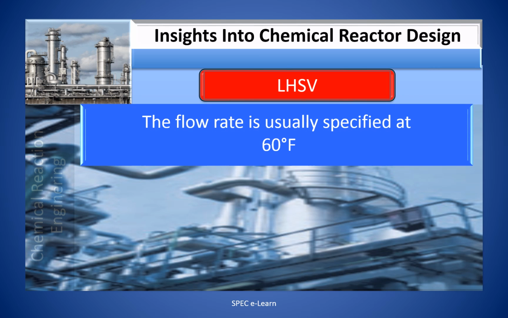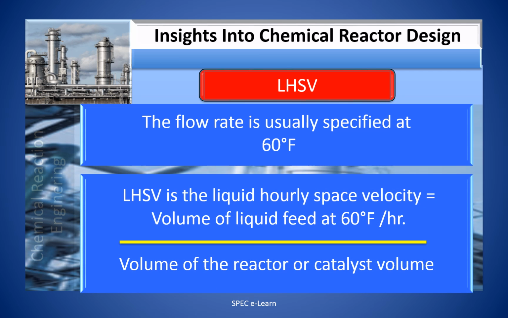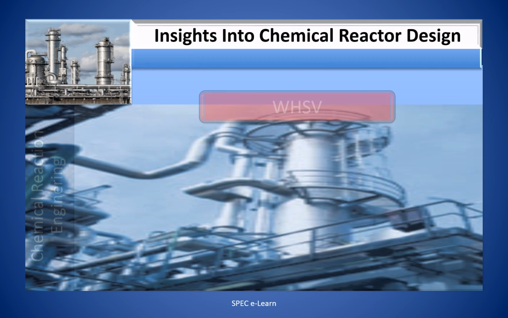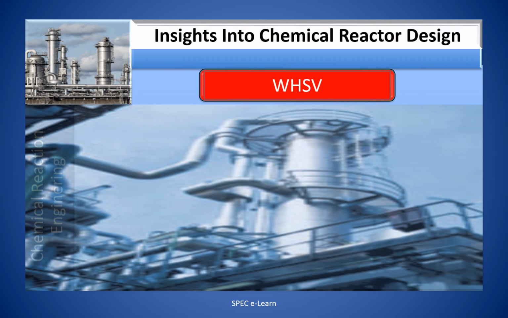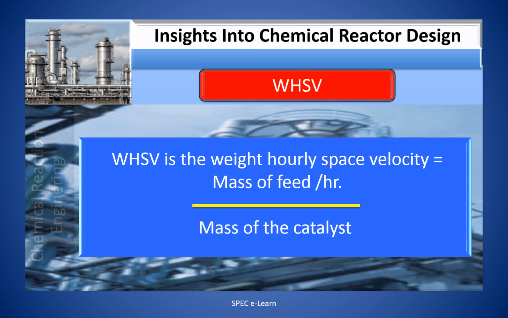Liquid hourly space velocity. The flow rate is usually specified at 60 degrees Fahrenheit. LHSV is equal to the volume of liquid feed at 60 degrees Fahrenheit per hour to the volume of the reactor or catalyst volume. Weight hourly space velocity is equal to the mass of feed per hour to the mass of the catalyst.